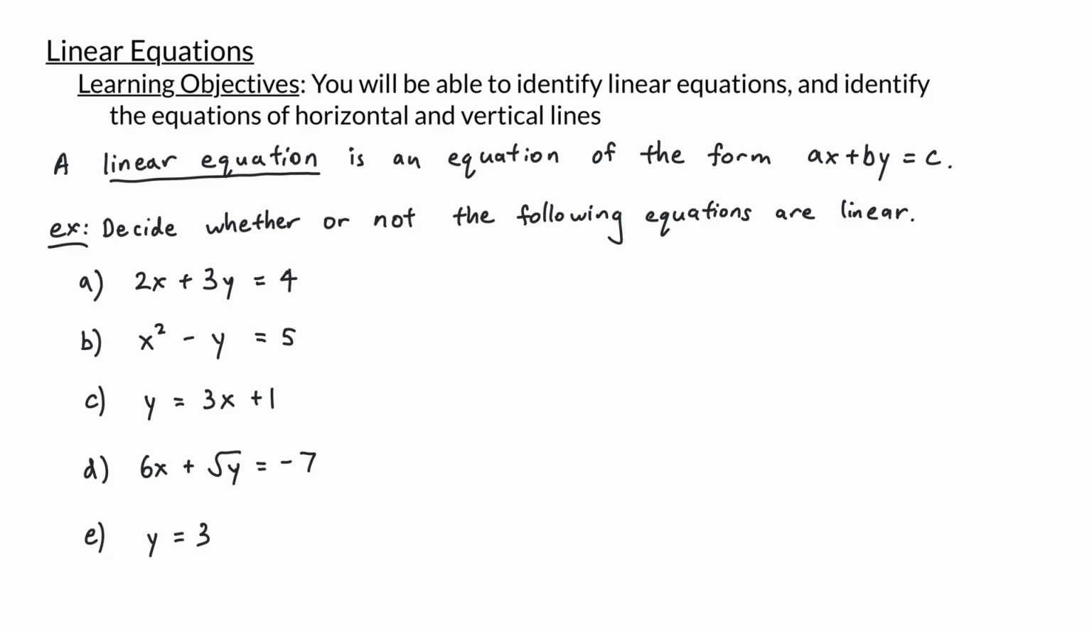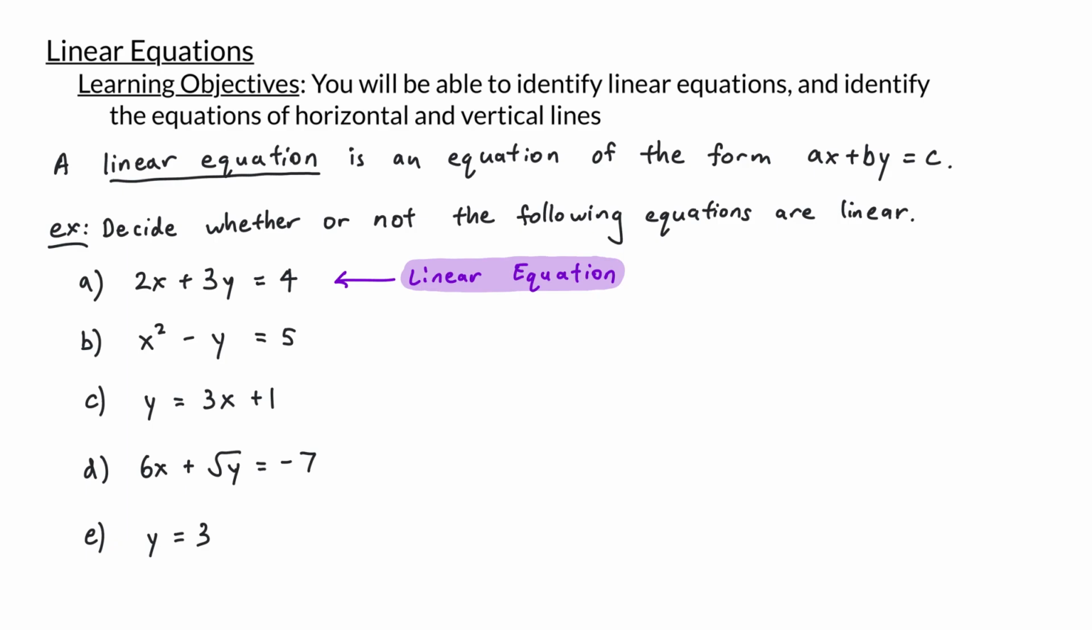Let's take a look at some equations and decide whether or not they are linear equations. In example A, we have 2x plus 3y equals 4. This looks exactly like the form ax plus by equals c, with a being 2, b being 3, and c being 4. So our first example here is an example of a linear equation.